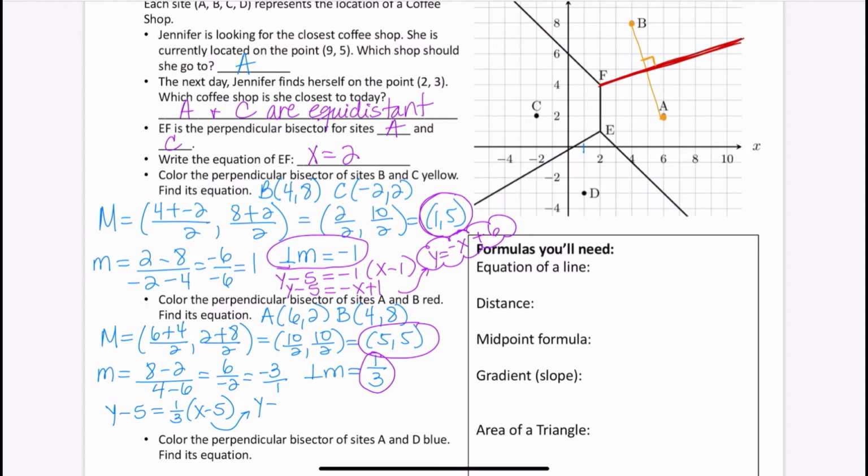So you're going to distribute: y minus 5 is equal to 1/3 x minus 5/3. Take your calculator to add 5 to both sides. The calculator will be able to do the fraction for you. You get 1/3 x plus 10/3 as your final answer in slope-intercept form.